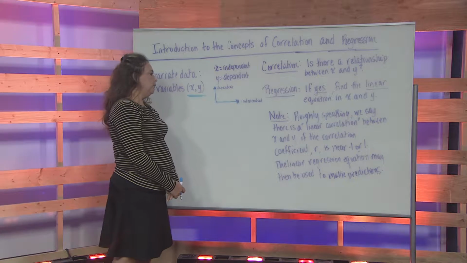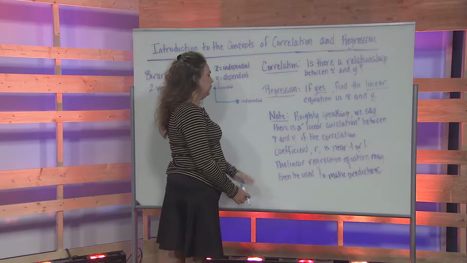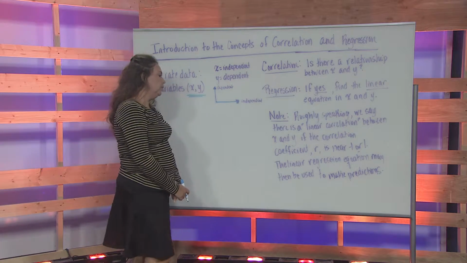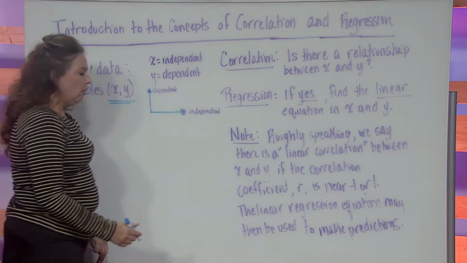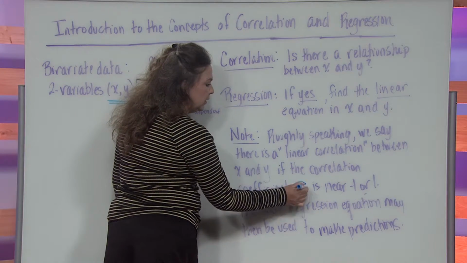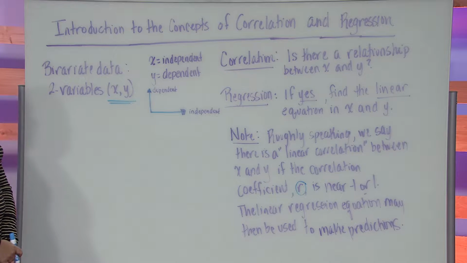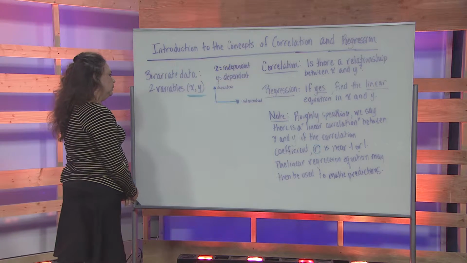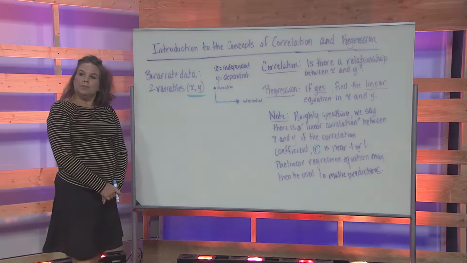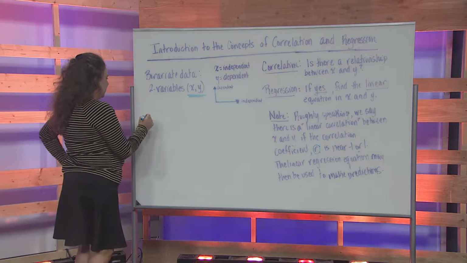So roughly speaking, we say that there is a linear correlation between X and Y if the correlation coefficient R is near -1 or 1. And the linear regression equation then may be used to make predictions. So a couple things that we'll talk about is we'll look at some graphs here.